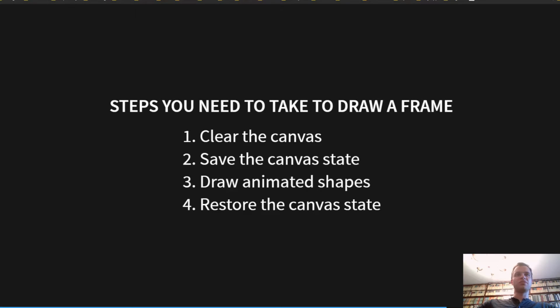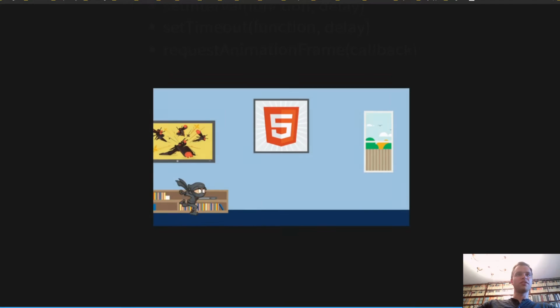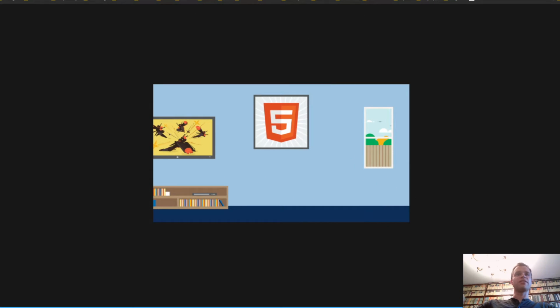We can also use animations, but before it you should know that before drawing a new frame we should clear the canvas, then save the canvas state, then draw animation shape and then restore the canvas state. And for using time reference we can use setInterval method, setTimeout method, and requestAnimationFrame, but requestAnimationFrame is a smoother and more efficient way, and we can get something like that.